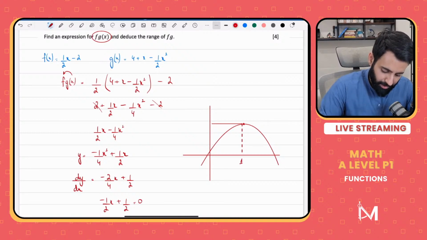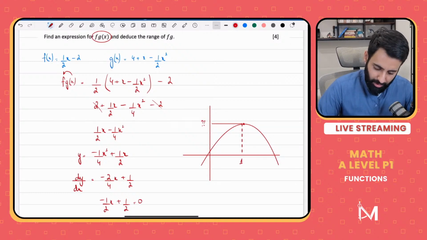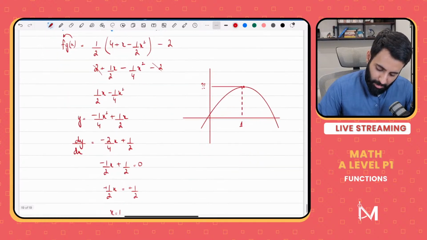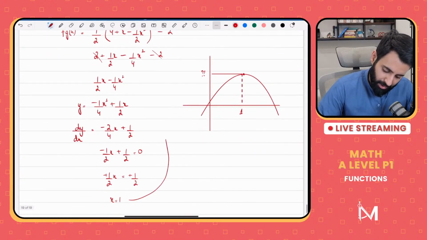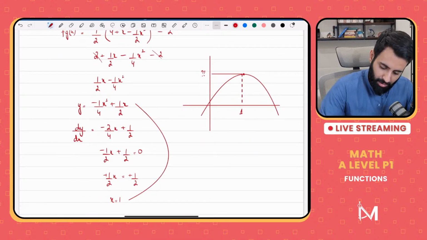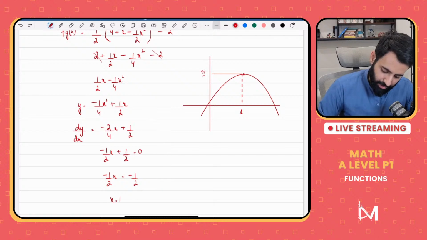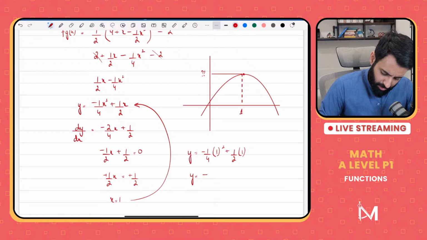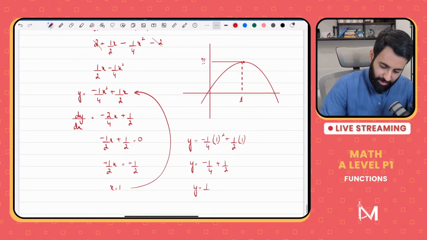Now how do we find out the corresponding y coordinate of the turning point? For that we have to plug this back into the equation. So when you plug this back into the equation, you will find out the y coordinate of the turning point. So let's do that. Y is equal to minus 1 upon 4 into 1 squared plus 1 upon 2 into 1. So I think this is going to be minus 1 upon 4 plus 1 upon 2, which is equal to 1 upon 2. So the y coordinate of the turning point is 1 upon 2.